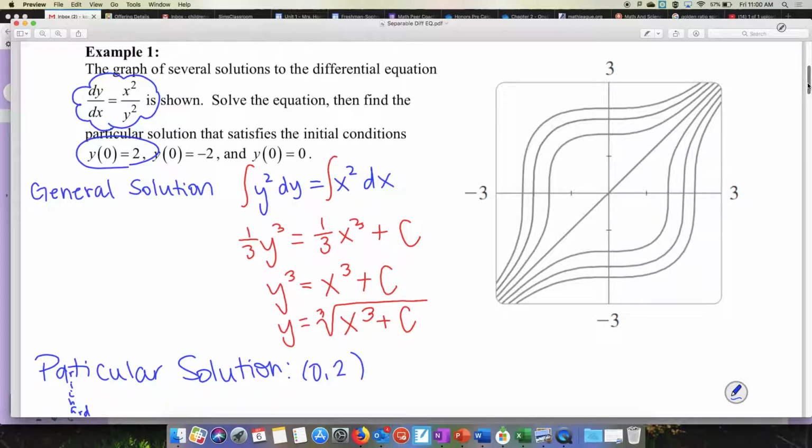So all we have to do is throw these values in to solve for C. Let's see. 8.